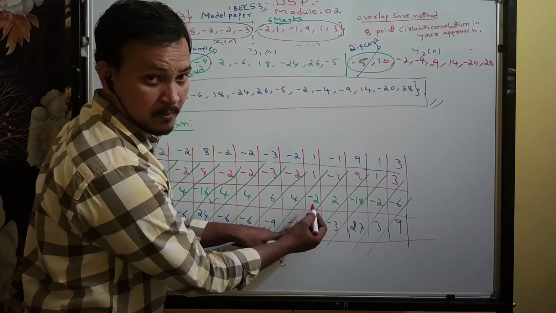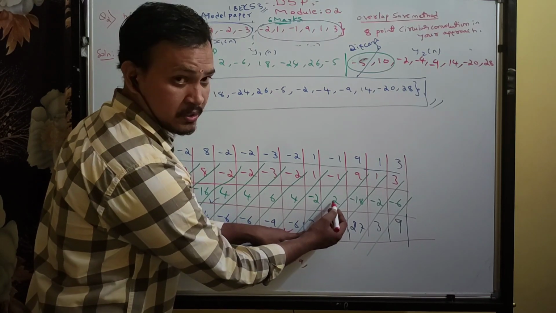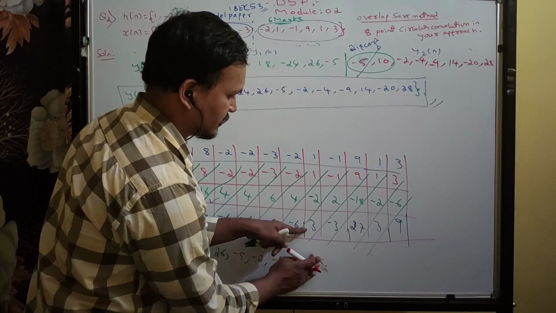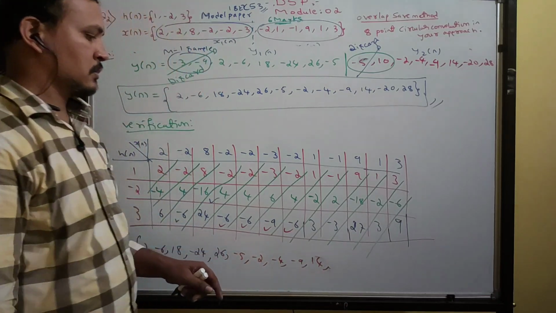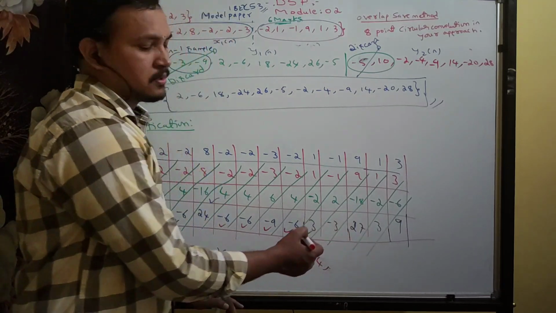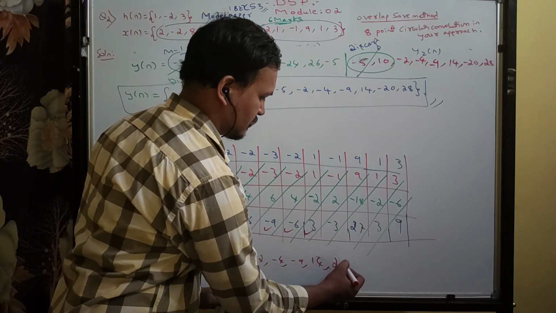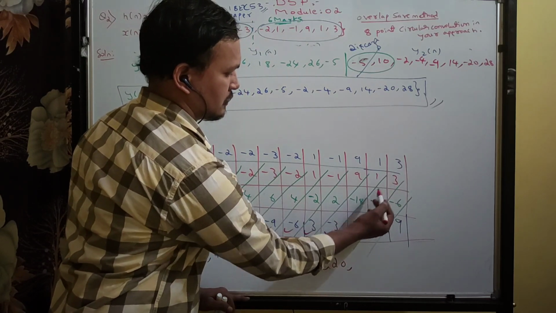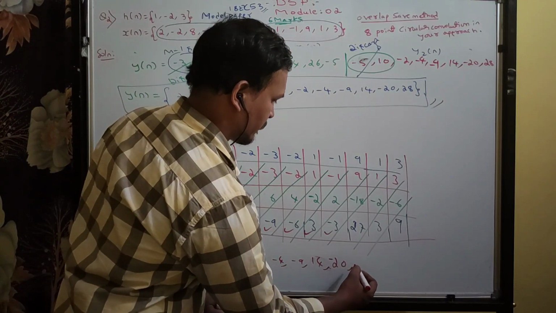Minus 6 minus 2, minus 8, 1, minus 9. This is also over. 3 plus 2, sorry, 3 plus 2, 5. 5 plus 9, 14. So this is also over. Next, this one. Minus 18 minus 3, minus 21. Minus 21 plus 1, minus 20. Next, over. 27 plus 3, 30. 30 minus 2, 28.